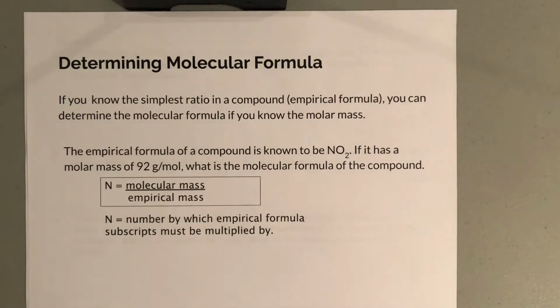There's one more type of problem we're going to look at here, which is, how do we determine our molecular formula? We can do that if we know the simplest ratio in a compound, or your empirical formula. You can also determine your molecular formula as long as you know your molecular mass. So in the problem here, it tells us the empirical formula is NO2, and it has a molar mass, or a molecular mass, of 92. What is the molecular formula to this?